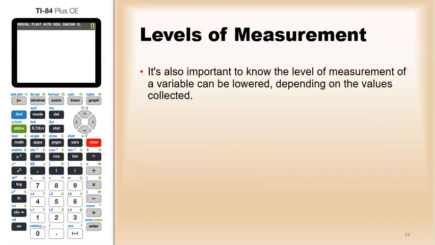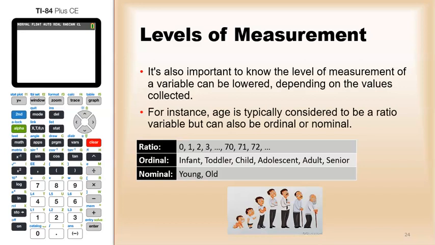It's also important to know that if you have a higher level variable, you can always lower the level of measurement, depending on the values being collected. Sometimes it makes it easier, or if cost is an issue, lowering the level does make things cheaper. For example, age is typically considered to be a ratio variable, but can also be ordinal and nominal. At the ratio level would be their age in years, like 0, 1, 2, 3, all the way up to 72, 73, 74, and so on.